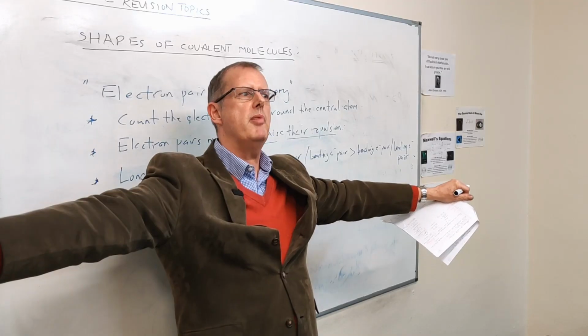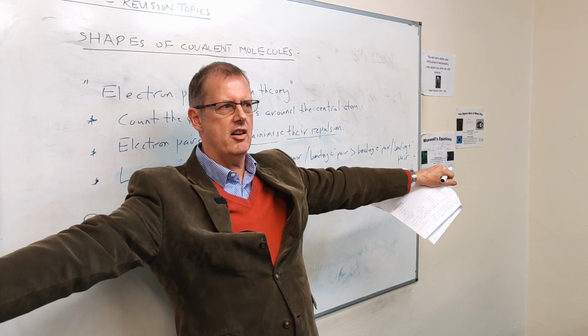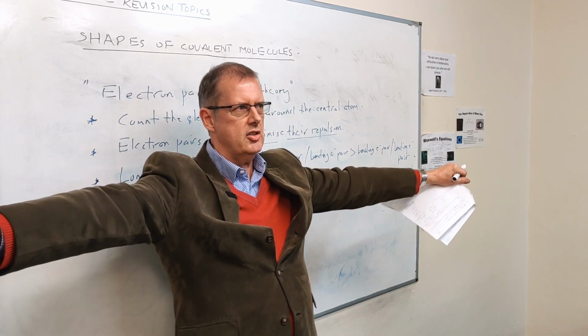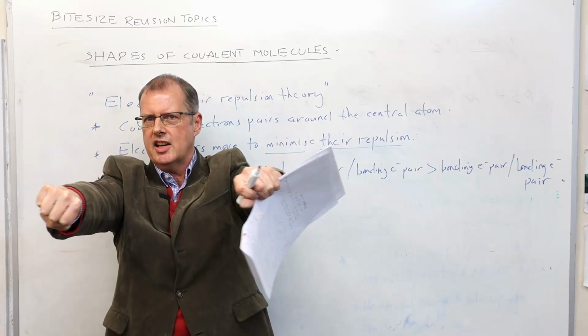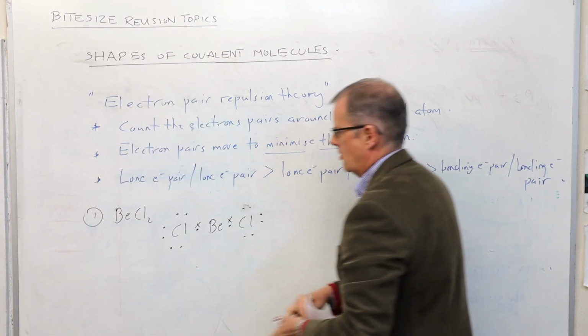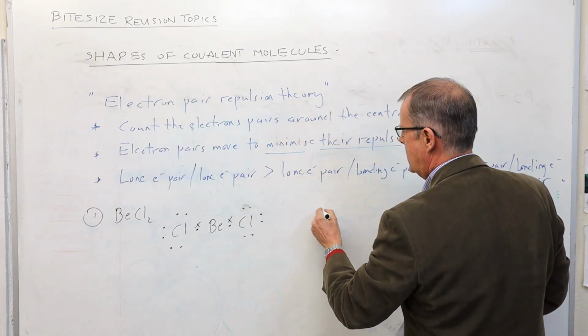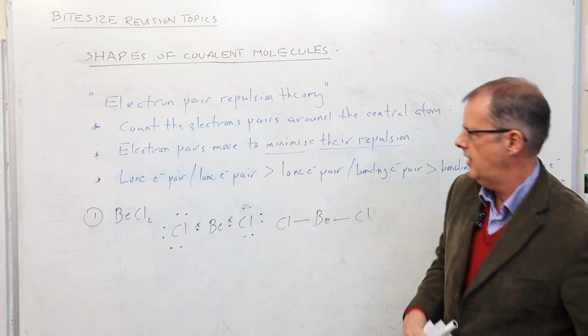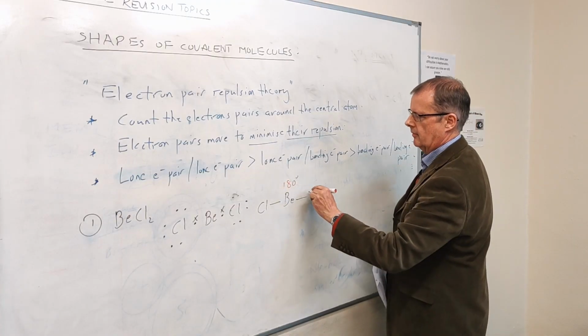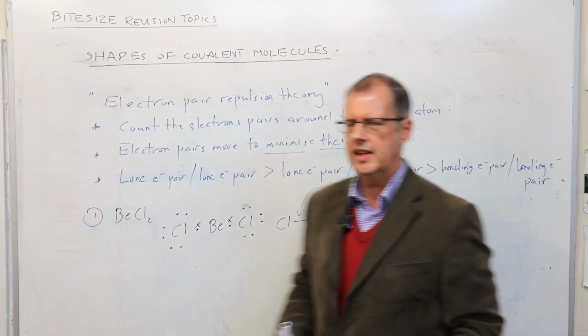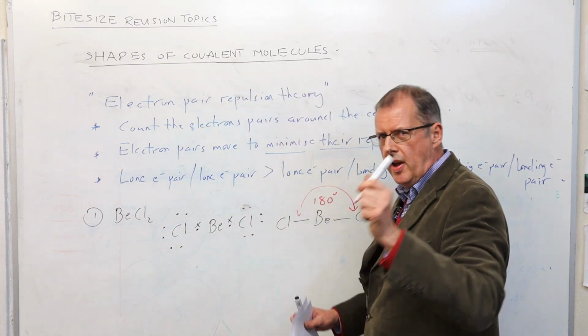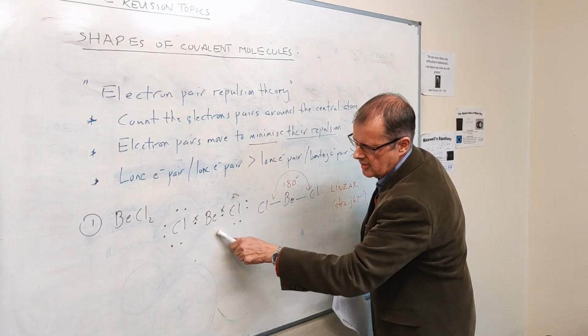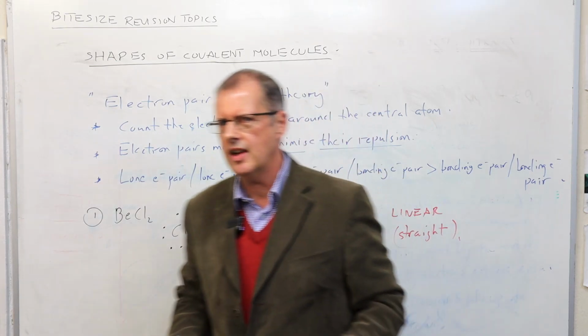So I've got one bonding pair there and another bonding pair over there. We can't do any better than that. As soon as we start to close the angle up, we're increasing the repulsion. So this molecule has a linear shape. The bond angle in there is 180 degrees. So that molecule is linear and straight. Lone pairs are when you get extra electrons hanging around up there. We haven't met that yet.